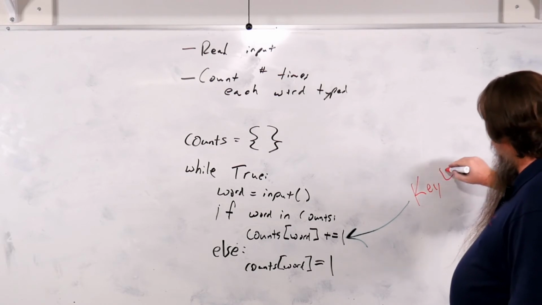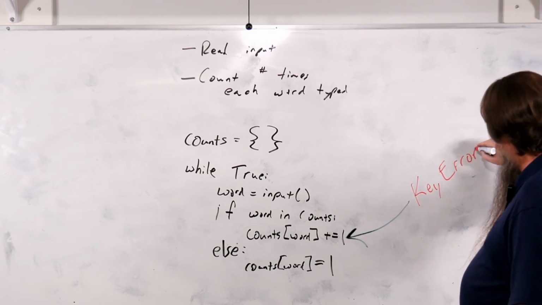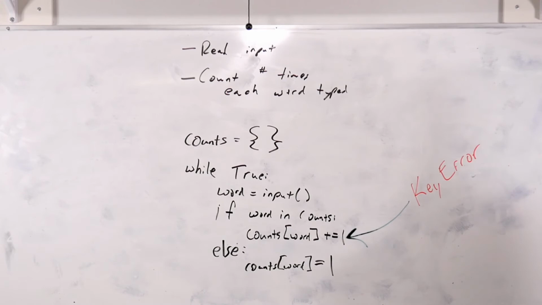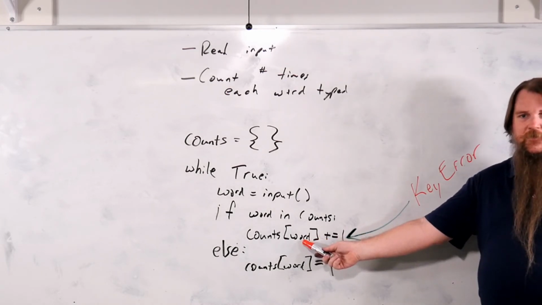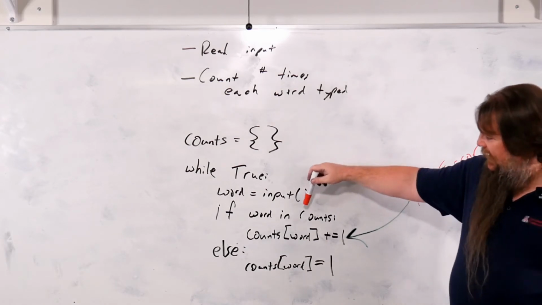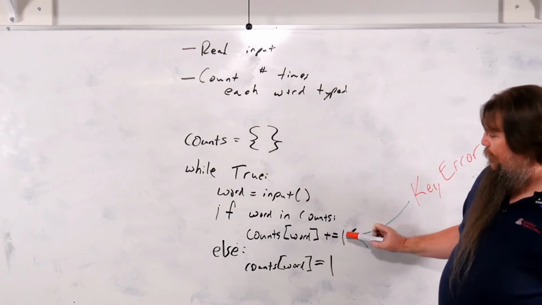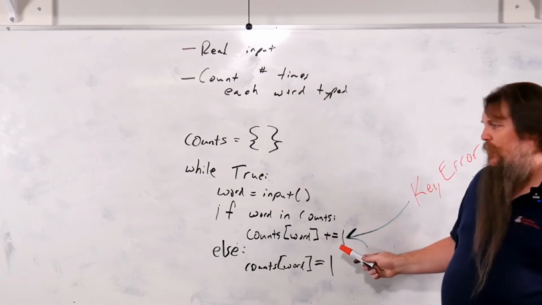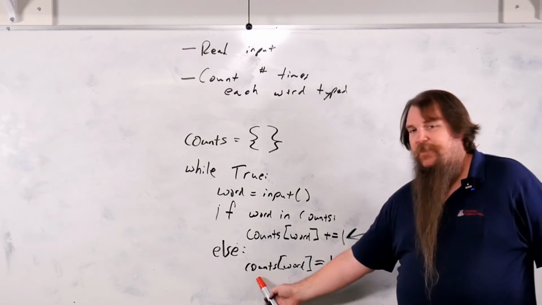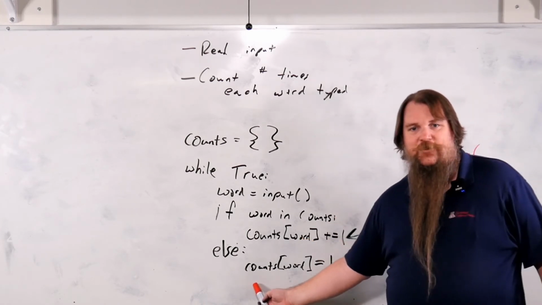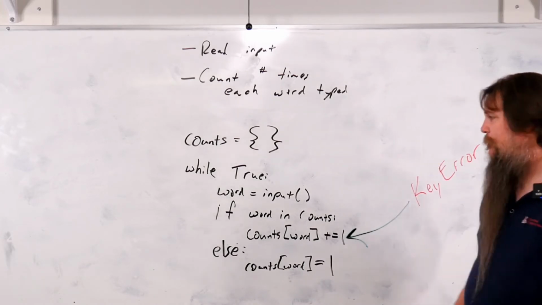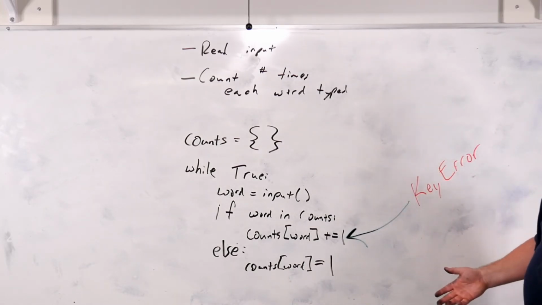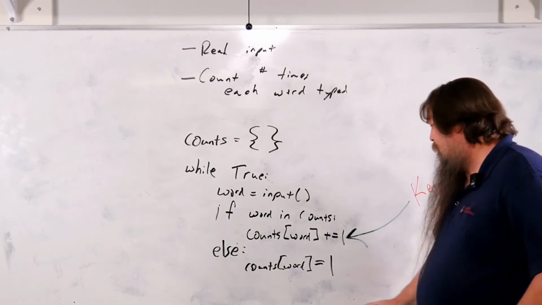We would get a key error if this word was not already in the dictionary. So what we did was we said, if the word is in the dictionary, we can just increment our count. But if it's not in the dictionary, then initialize it. Create an entry that never existed before. All right? So this is a classic use of the in operator on a dictionary.